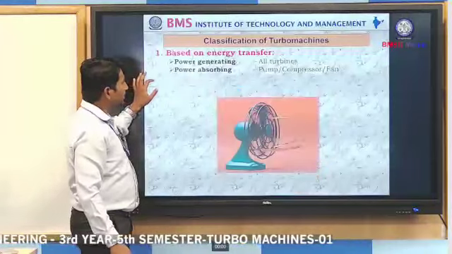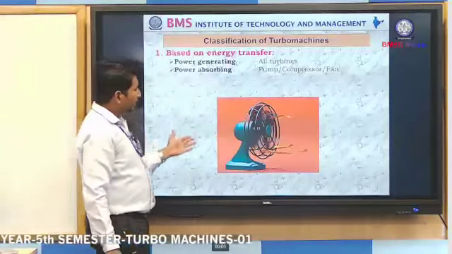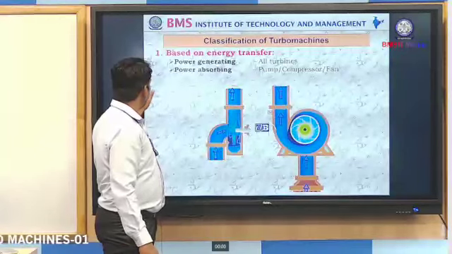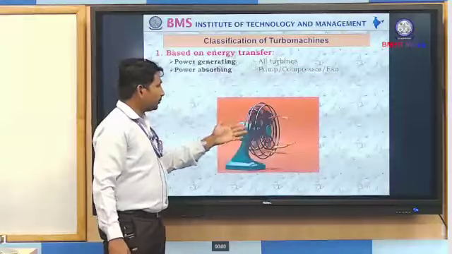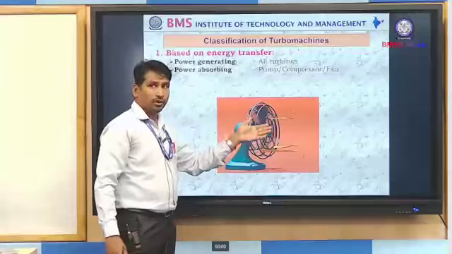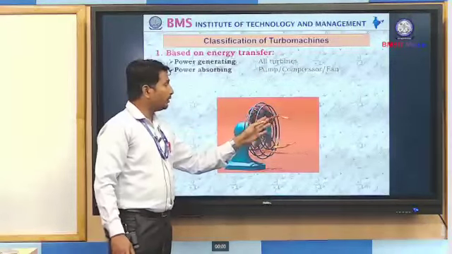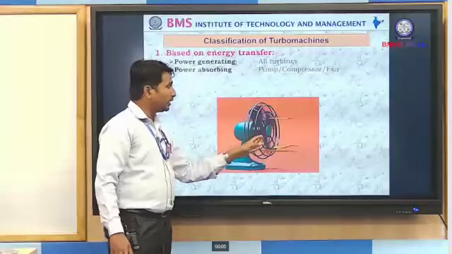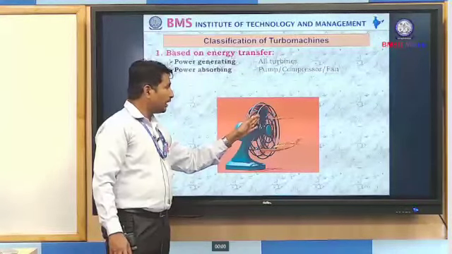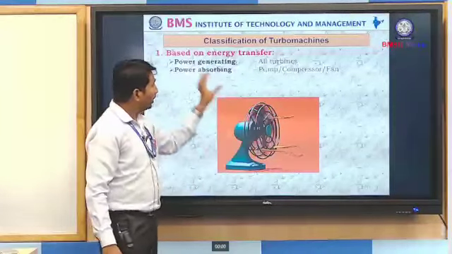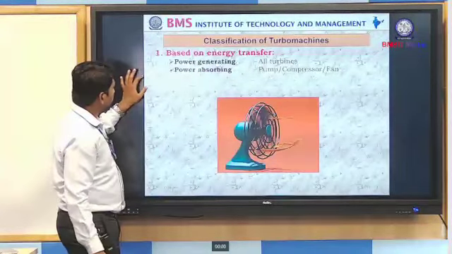The next example is the fan. For this fan, we supply electricity. Because of the electricity we have supplied, the blades start rotating and try to throw the air outside. So air is the working fluid, and the rotating element is the blades. And this blade is rotating not because of the air; it is rotating because of the power supply. So it is called a power absorbing machine.